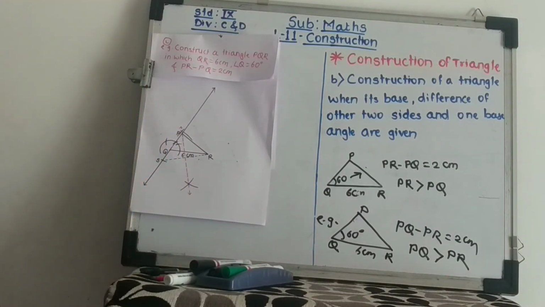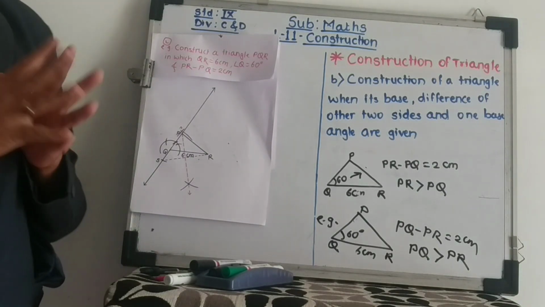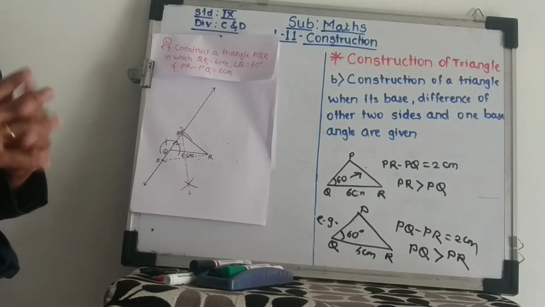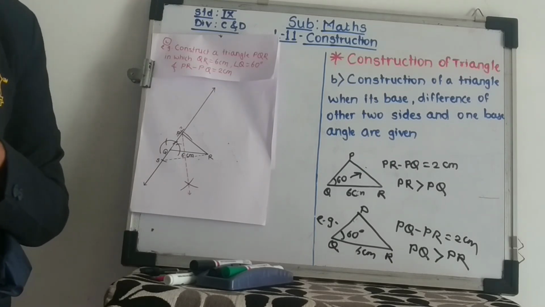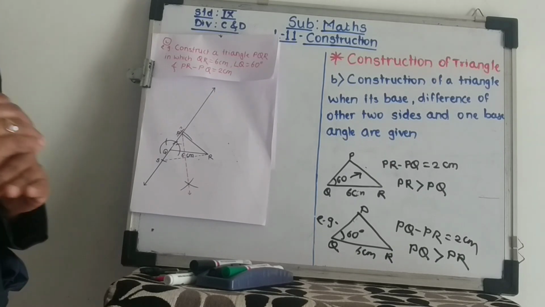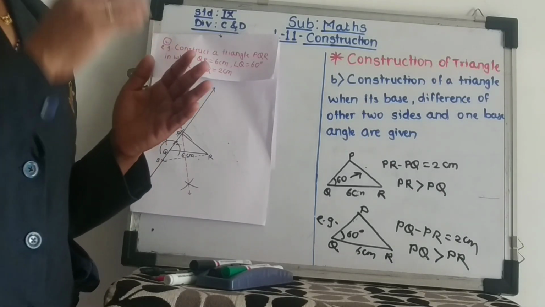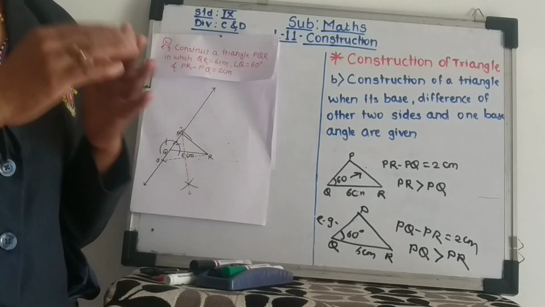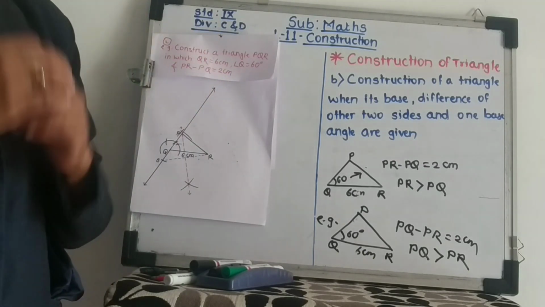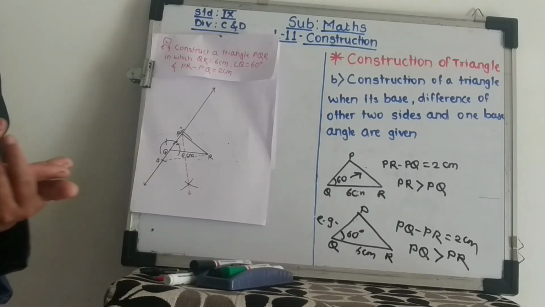Now we will move towards our next construction, that is construction of a triangle when its perimeter is given. Perimeter means what? The sum of all sides of a triangle, or the sum of three sides of a triangle. So when the sum of the three sides is given and the base angles are given, how will we do the construction? Let us see.